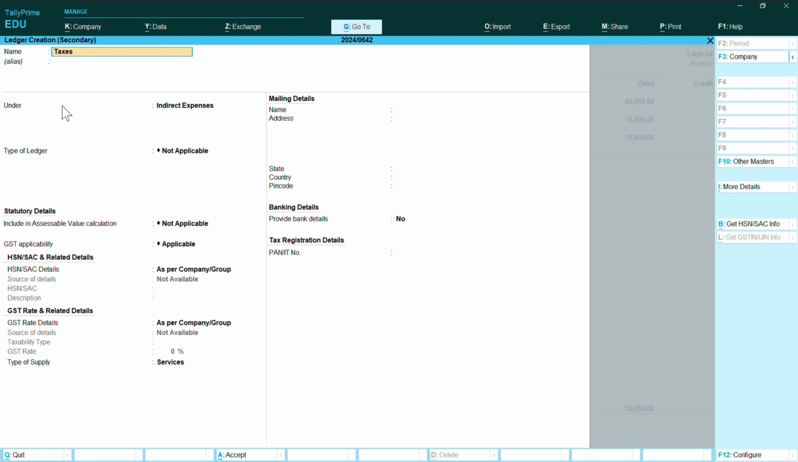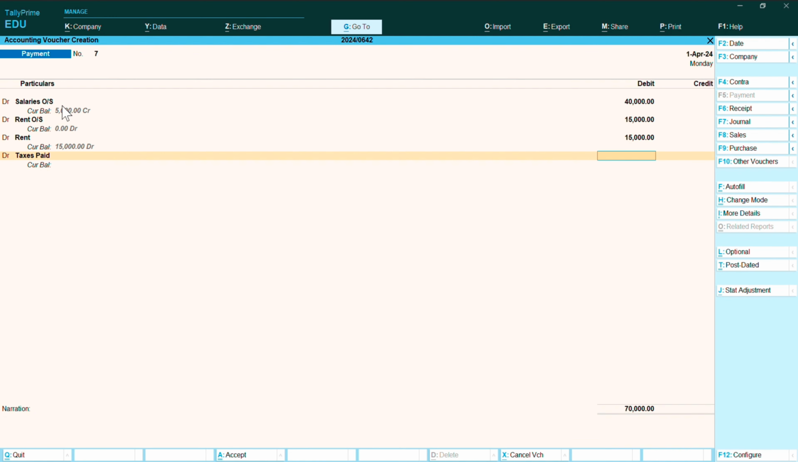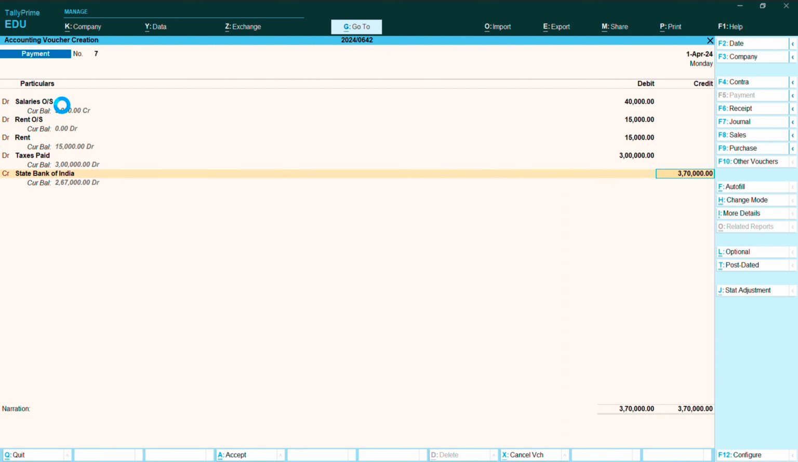And now we don't have the taxes paid account, so we need to create it by pressing Alt plus C. And please must include it in the indirect expenses group. Don't include it in the duties and taxes group. Taxes paid is an indirect expense, not duties and taxes. Make sure of it.